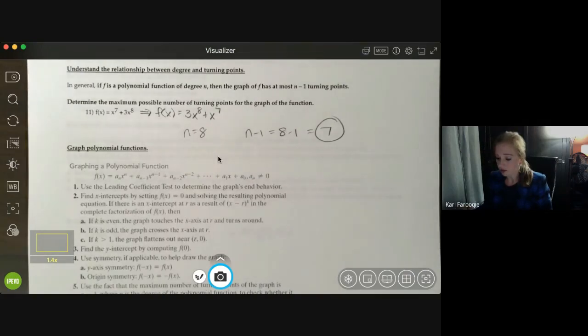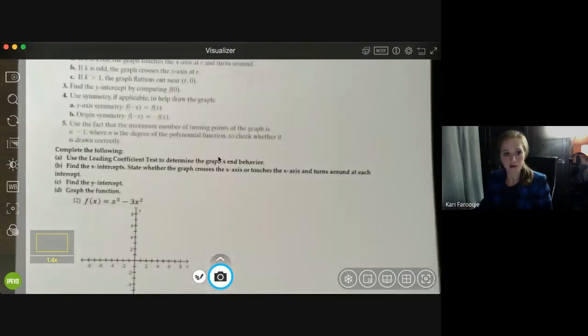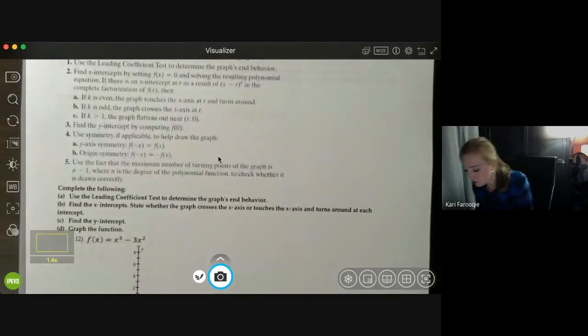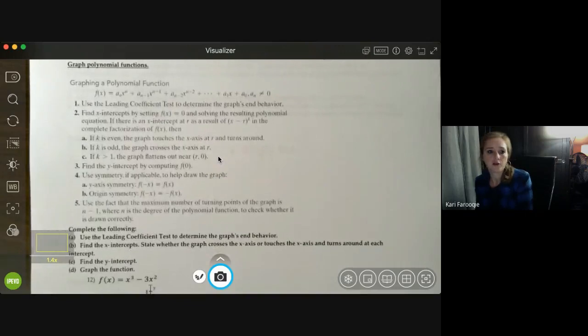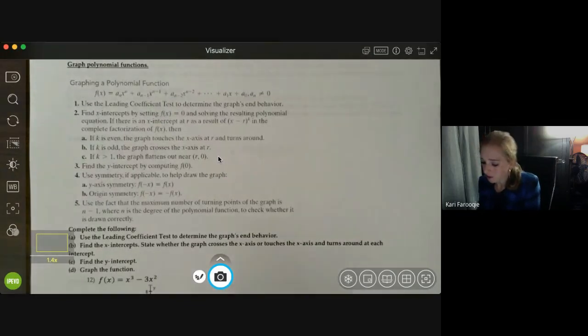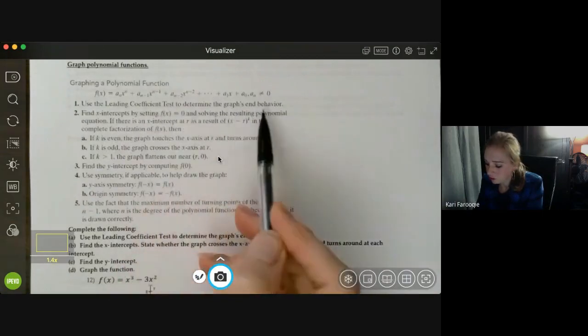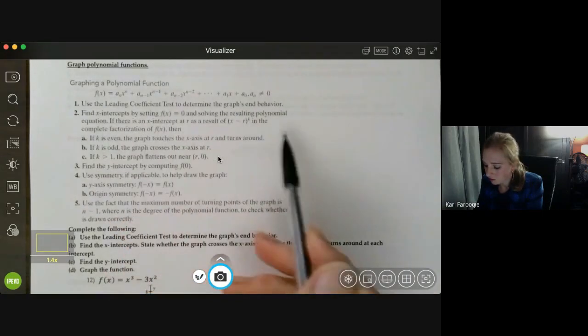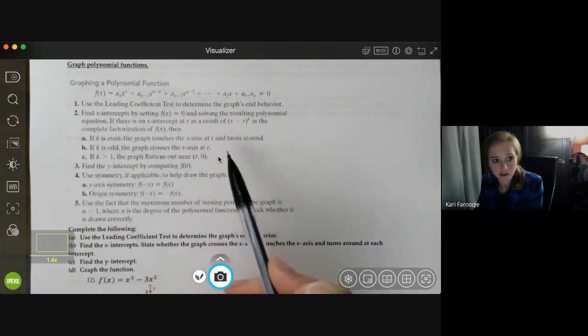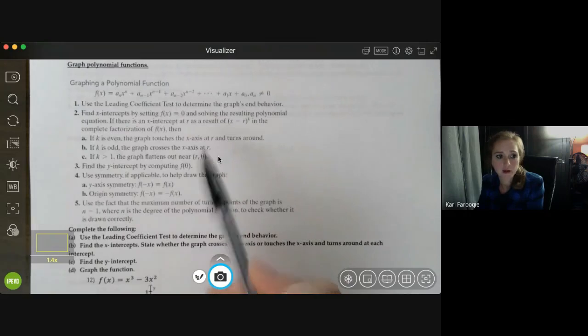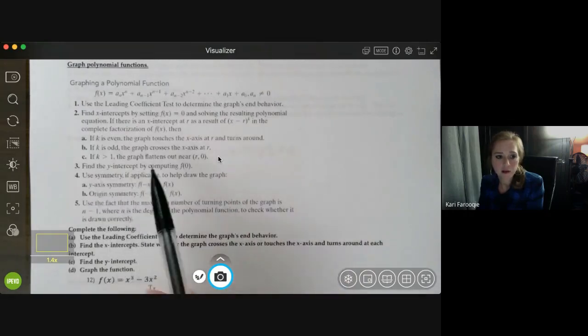Now, we've sort of been doing this all along. We're going to piece this all together now with example 12. The function is x cubed minus 3x squared. To graph the polynomial function, we're going to basically do all of the things that we have done so far. We're going to determine the end behavior. We're going to find the x-intercepts. When we find them, we're going to determine the multiplicity of each x-intercept and what must be happening to the graph at that point. We're going to find the y-intercept.